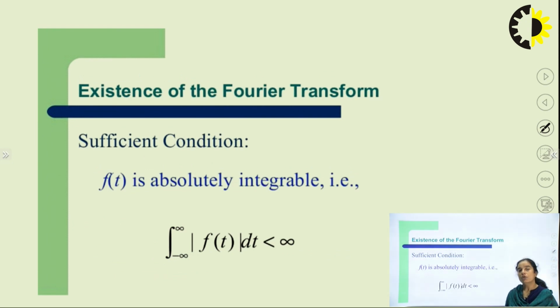Now what are the conditions that must be satisfied for the Fourier transform of any function to exist? The first condition, a sufficient condition, is that f(t) should be absolutely integrable. That means the integration of f(t) should exist. It should not be infinite, it should have some finite value. Then only there will be a Fourier transform of that function.